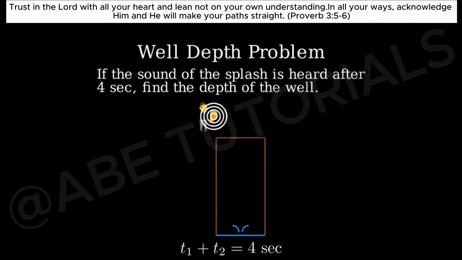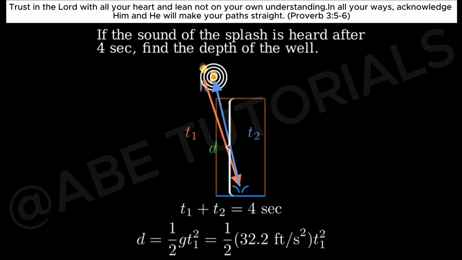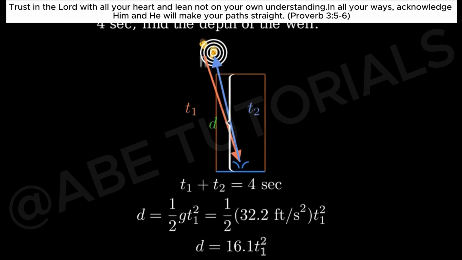Now, we need to understand the physics involved. The stone falls with acceleration due to gravity, and the sound travels at a constant speed. For the stone, we use the equation for free fall, d equals 1/2 g t_1 squared, where d is the depth of the well, g is the acceleration due to gravity, which is 32.2 feet per second squared, and t_1 is the time it takes for the stone to fall. We can simplify this to d equals 16.1 times t_1 squared.